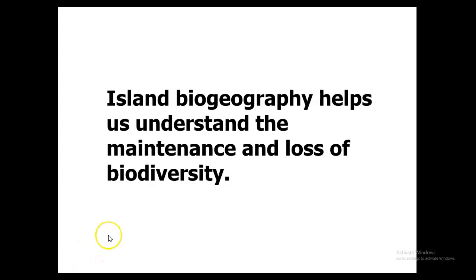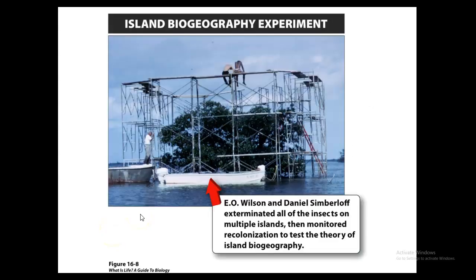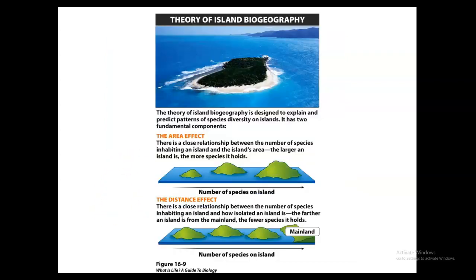So island biogeography, like we said, helps us understand the maintenance and loss of biodiversity. Here we're going to have an example. E.O. Wilson and Daniel Simberloff exterminated all the insects on multiple islands. Then they monitored recolonization to test the theory of island biogeography that we just talked about. Remember, the theory is designed to explain and predict patterns of species diversity on islands, and it has those two fundamental components, the area effect and the distance effect.